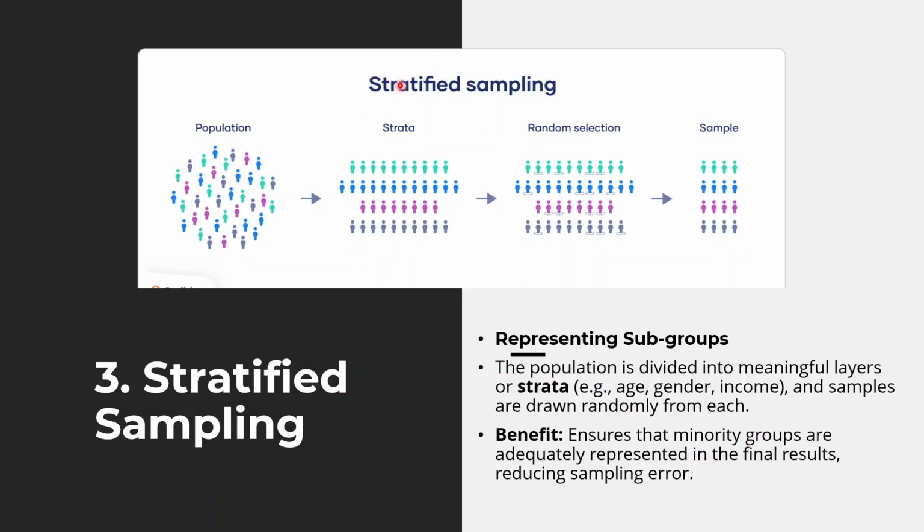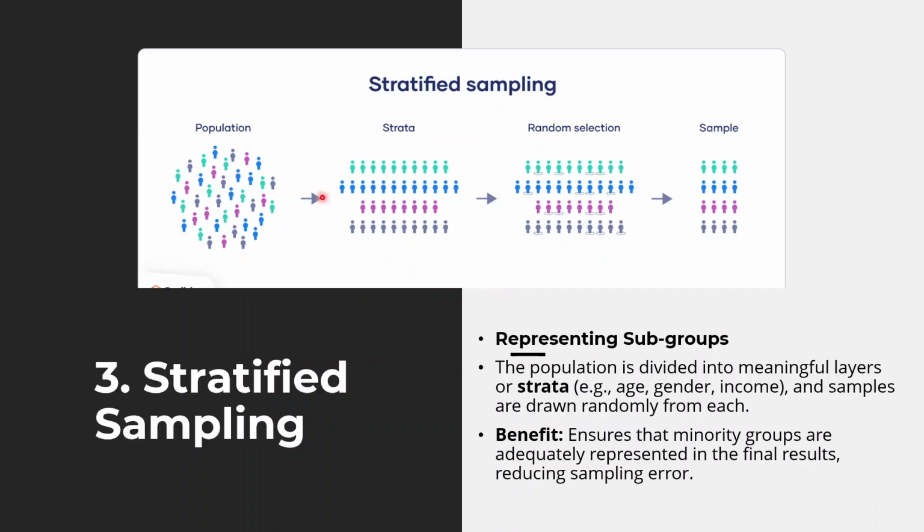After that, we have something called stratified sampling. The word stratified comes from the word strata. Strata means a set or a group.